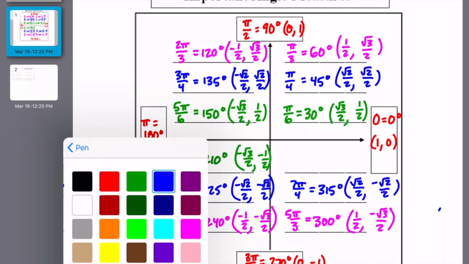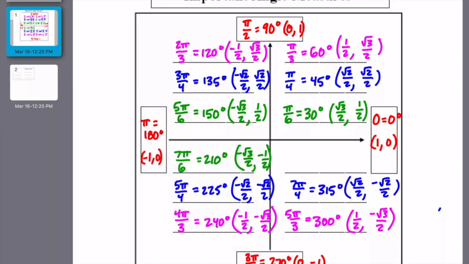And the final point is 11 pi over 6, which is 330 degrees. The terminal point is (root 3 over 2, negative 1/2).